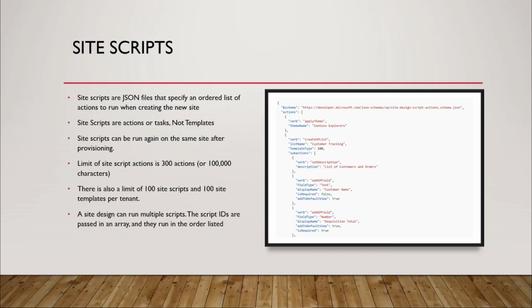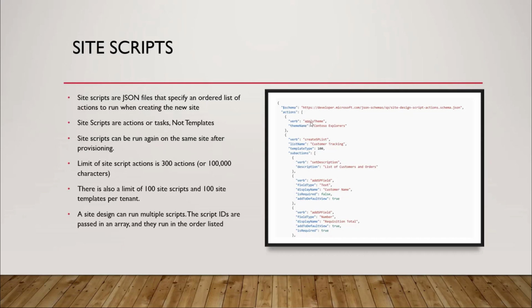When I execute something like this, it doesn't go ahead and create a template of it, or get something from here and apply it. It runs on top of the site. Your SharePoint backend communication and your team site is still there, but this script runs on top of it. These are actions, not templates. A site script can be run again on the same site after provisioning, so these are intelligent scripts. For example, I have a site script here. As we were saying, this is JSON formatting, the format which we'll go through in the demo. It has a schema, and it has all the actions.